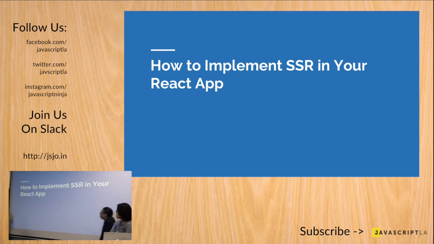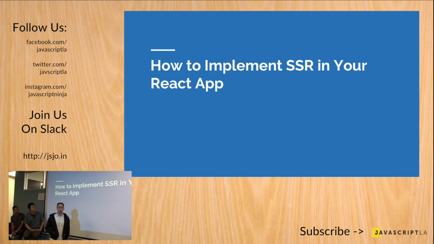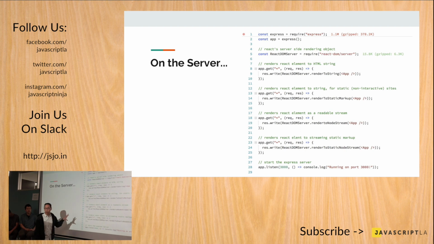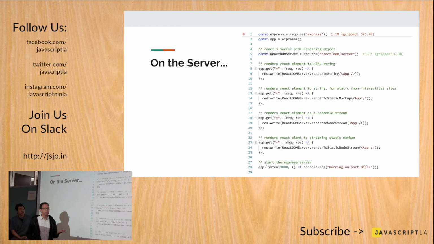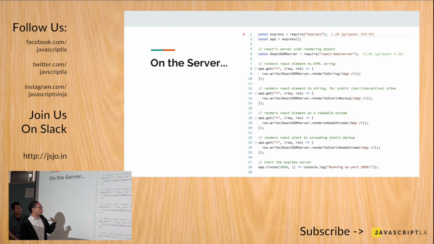Okay. So how does one actually implement SSR in your React application? We're going to be taking a look at some code. This is the code that would be running on the server side. This is a basic Express running on top of Node. There are other implementations, or other environments, that you can use to render your server-side rendered React app.